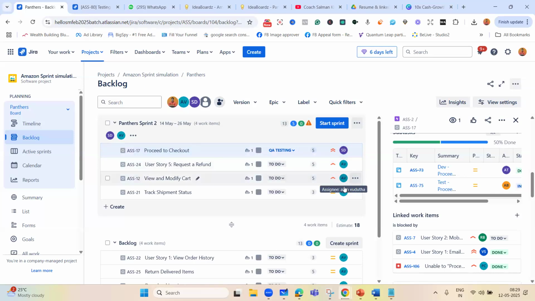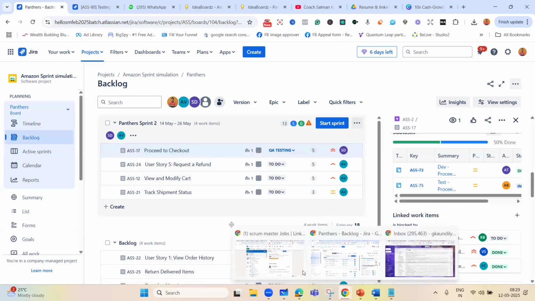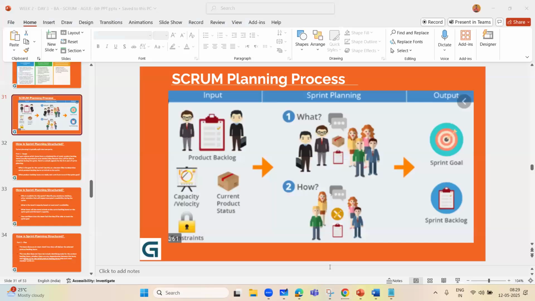But before I talk about who all can work on this, we need to know who is available to work on them. Okay. And how do we do that? How do we understand who is available to work for them? So for that, we need to identify velocity and capacity. And when we say velocity and capacity, you need to understand what is velocity and capacity.